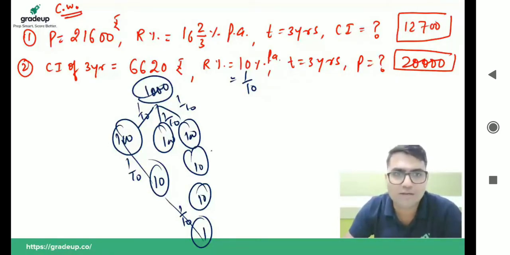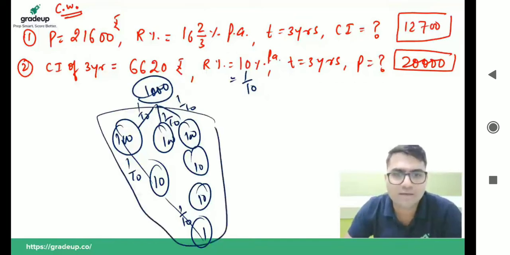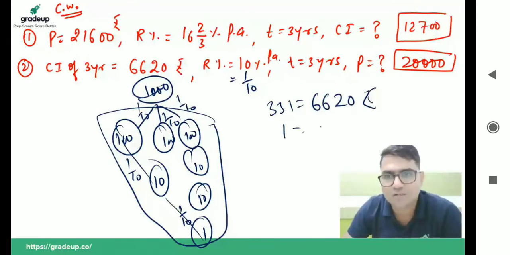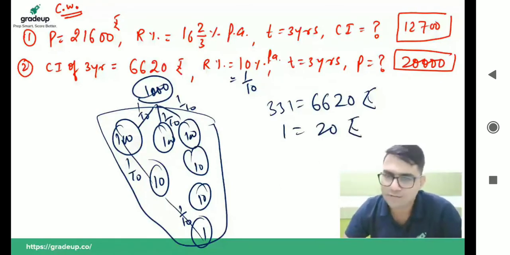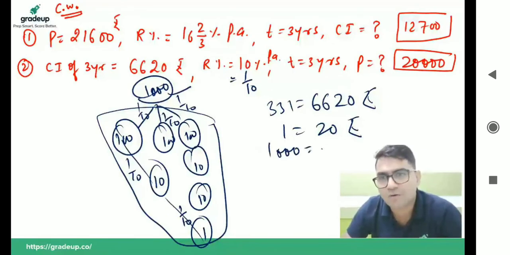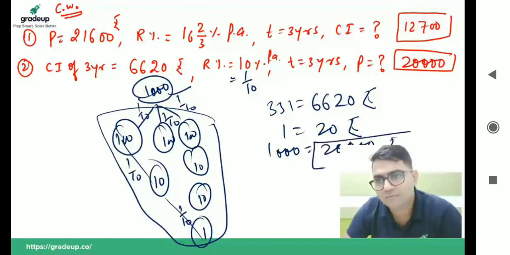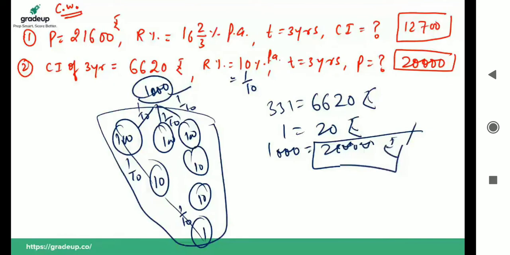And we have been given that the 3 year CI is what? 3, 3, 1. And according to the question, 3 year CI is this. So 1 is equal to 20 rupees. All right. 1 is equal to 20 rupees. And 1000 is equal to 20,000 rupees. Answer. I hope this point is clear to all of you.